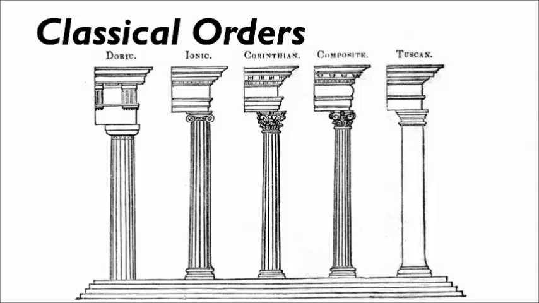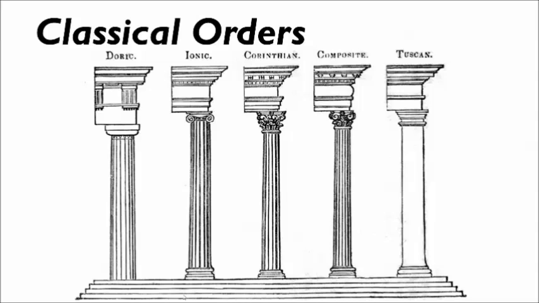So when we look at Ionic, its trademark is kind of the curly cues at the top, and Corinthian has the leaves, these acanthus leaves, and the composite column has both. So when we talk about something that's composite, it's typically 2 materials together or 2 parts together, and the composite column combines the capital, or the top of the column, of the Ionic order and the Corinthian order.